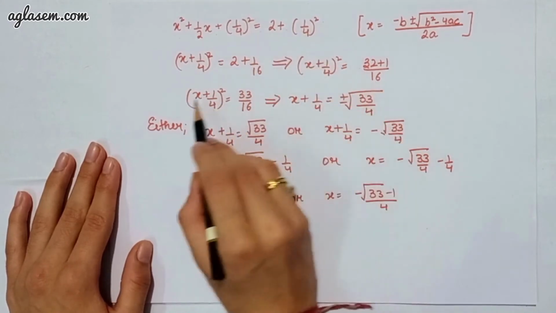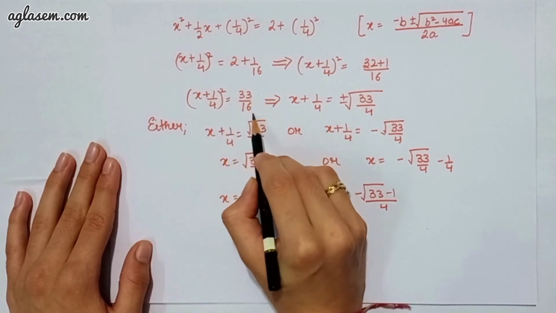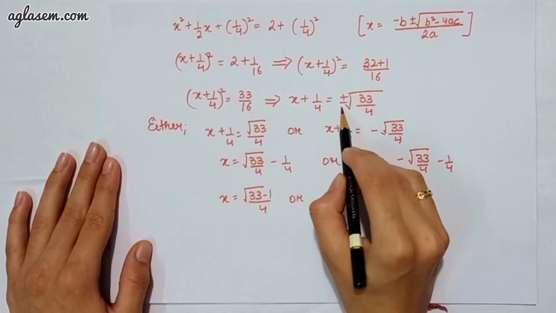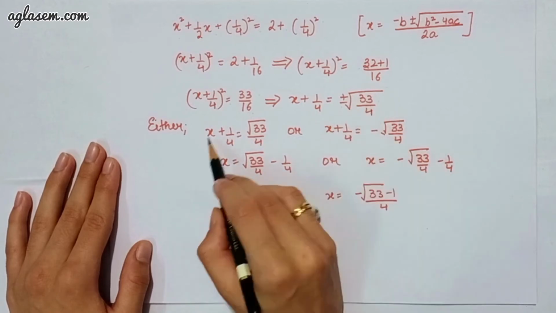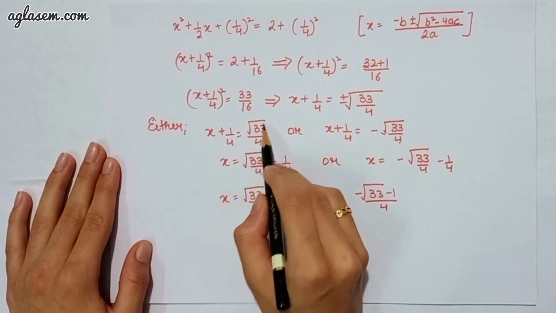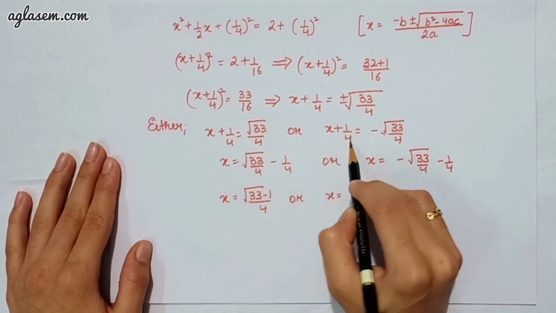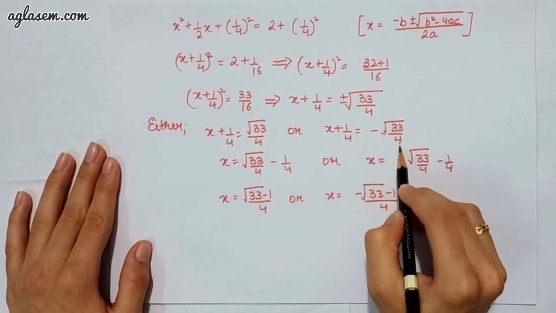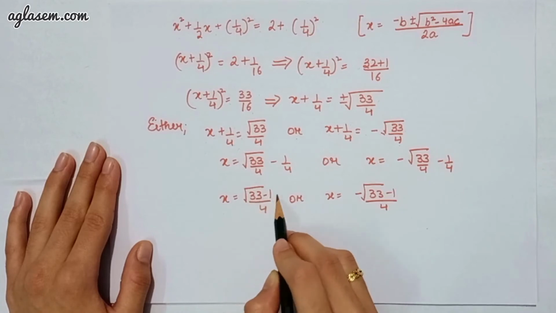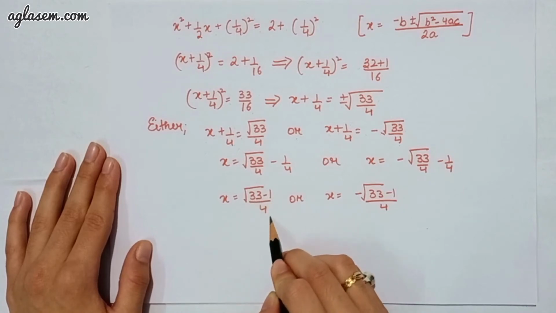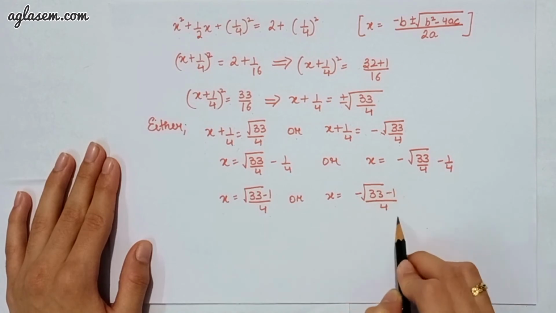Solving this, we will get (x + 1/4)² = 33/16, which will give you ± √33/4. Now we can write it as x + 1/4 = √33/4, or we can write it as x + 1/4 = −√33/4. So from one side we will get x = (√33 − 1)/4, and on another side we will get x = (−√33 − 1)/4.